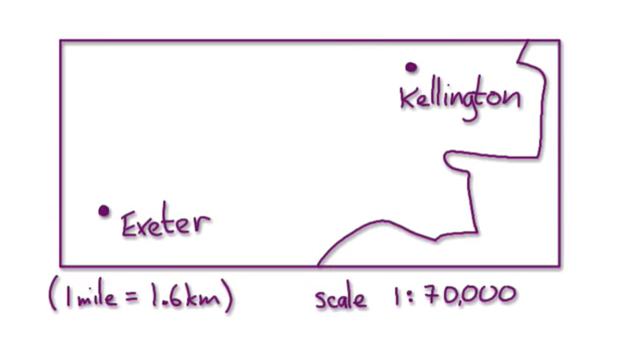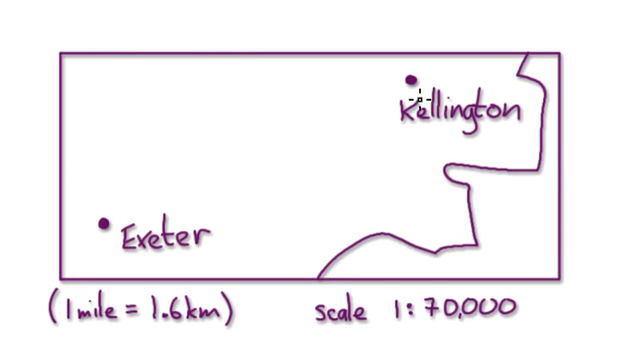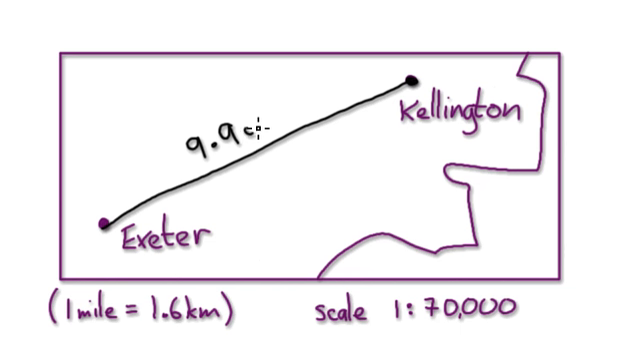Okay, let's give you guys some more practice. So given this map here, if I get my ruler and measure the distance on the map between Killington and Exeter, let's say it is 9.9 centimeters on this map. So now in real life, what's the distance between Killington and Exeter? But I want the answer in miles.